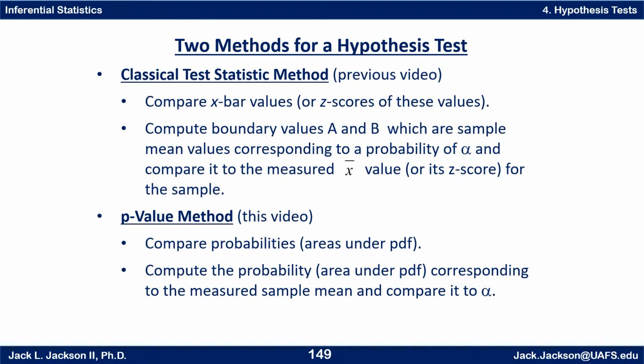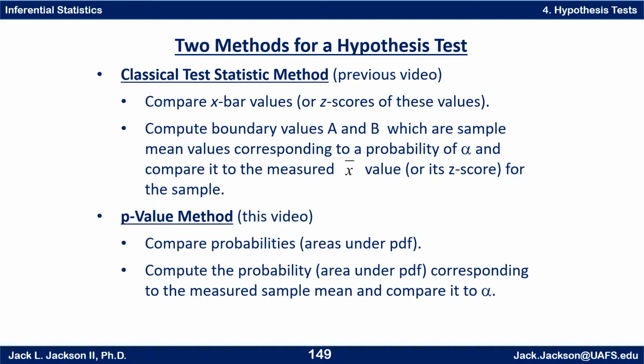In this video, instead, we're going to look at the p-value method. In the p-value method, instead of comparing x-bar to x-bar or z to z, we are going to compare probability to probability, or area to area, under the PDF. So we compute the probability, which is an area under the PDF curve corresponding to the measured sample mean, and compare it to alpha.